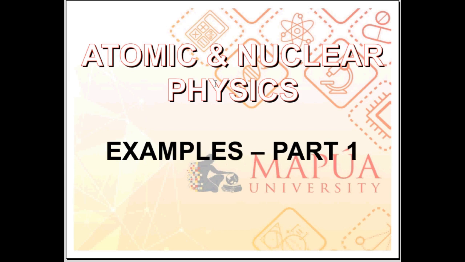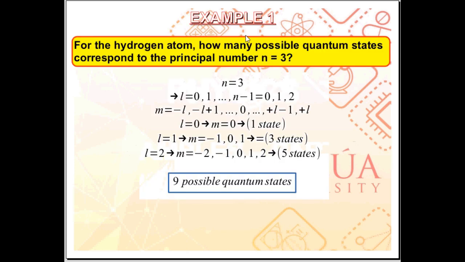Continuing with our discussion on atomic and nuclear physics, we now have the examples part of our discussion, examples of what we have covered so far. So examples part 1. Consider the following problem. Example number 1. For the hydrogen atom, how many possible quantum states correspond to the principal quantum number n equals 3?